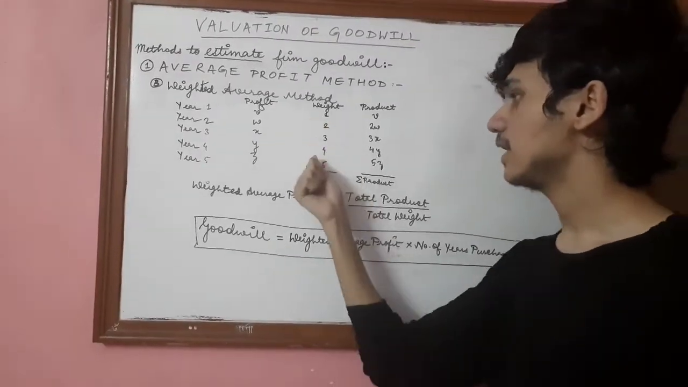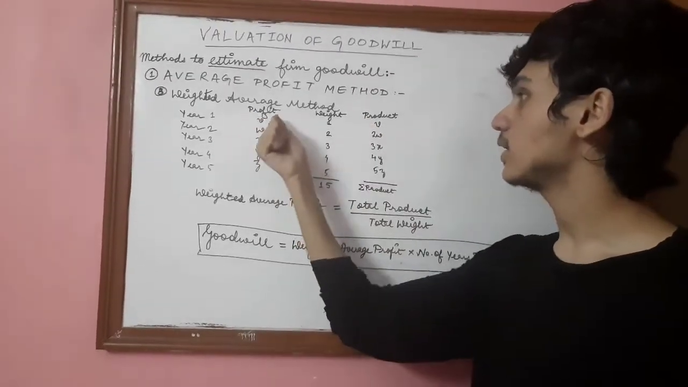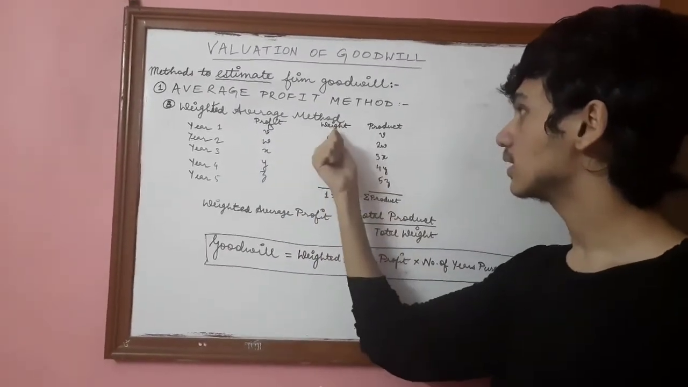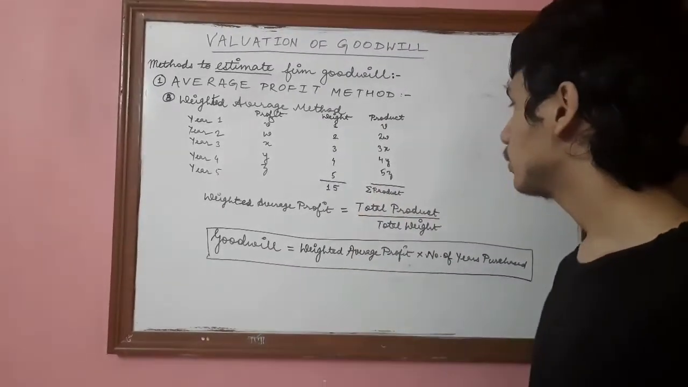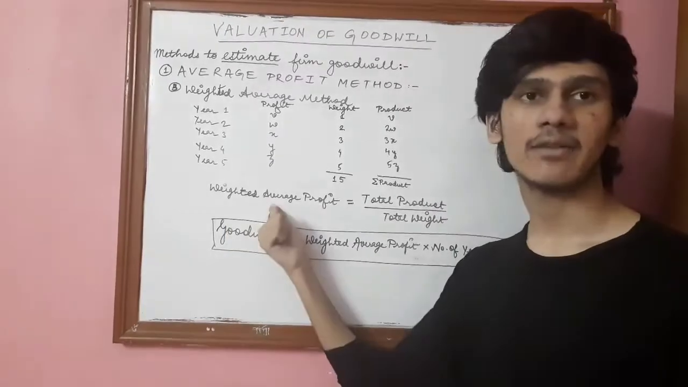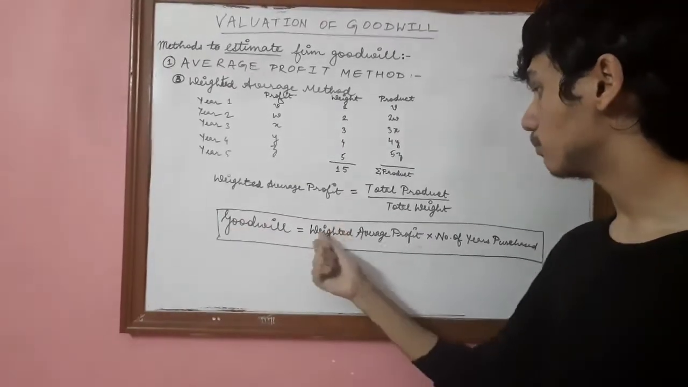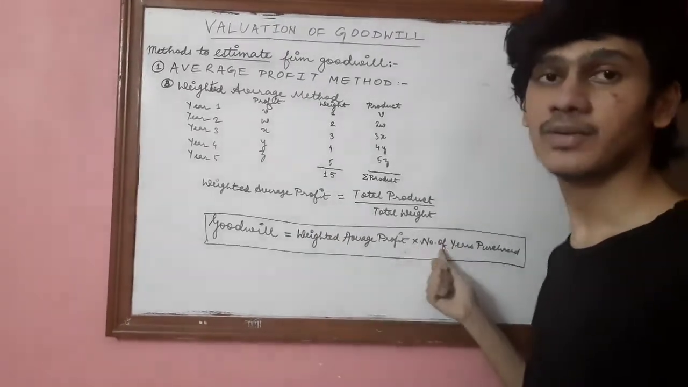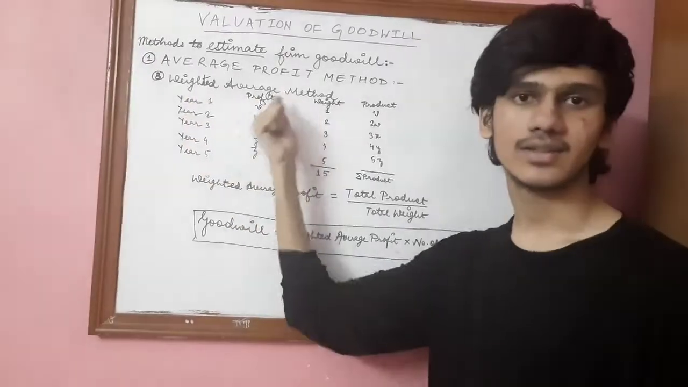We have to assign weights to them, such as 1, 2, 3, 4, 5, and then we have to calculate the products. We have to multiply the profit with the weight, and then we have to attain the sum of the weight as well as profit. Now, using the total product and dividing it by total weight, we'll be getting the value of weighted average profit. To calculate goodwill, we then have to multiply the value of weighted average profit by number of years purchased, and then we'll be able to get goodwill with the help of weighted average method.